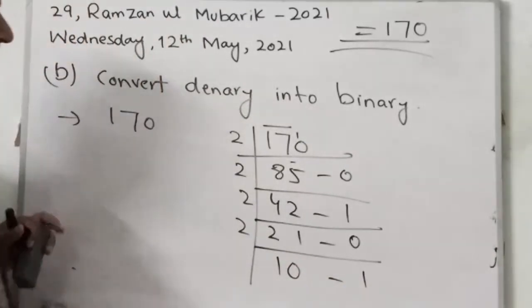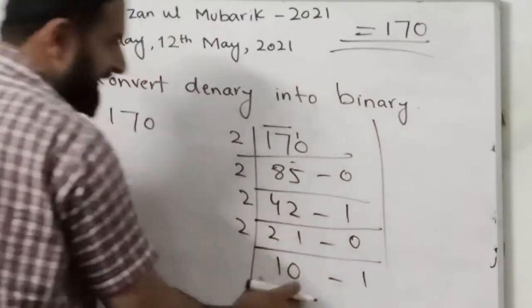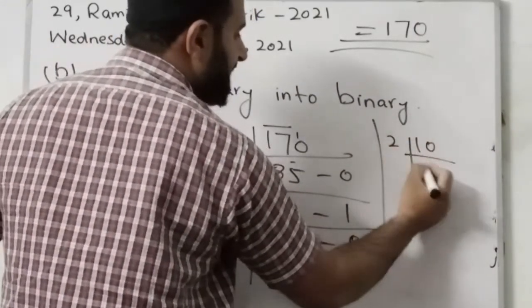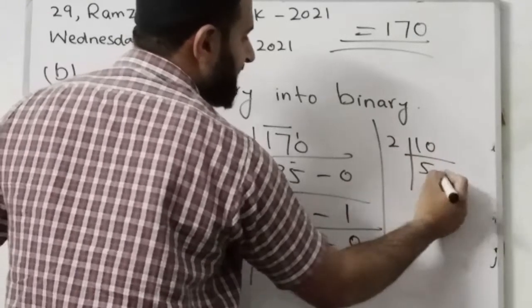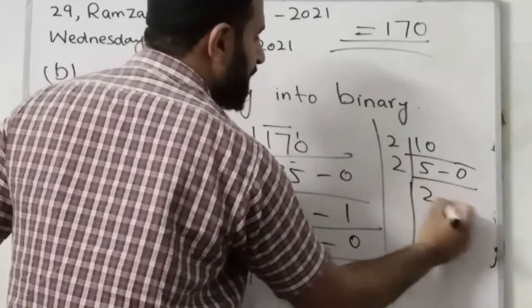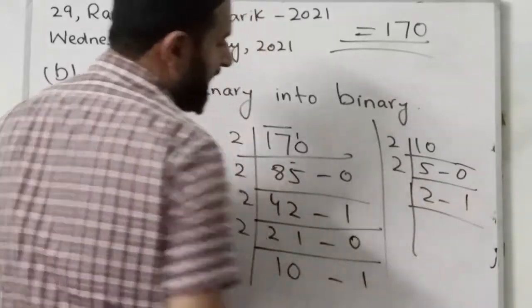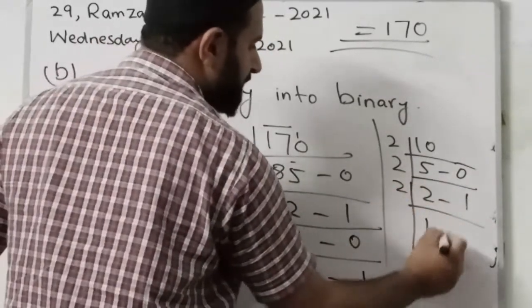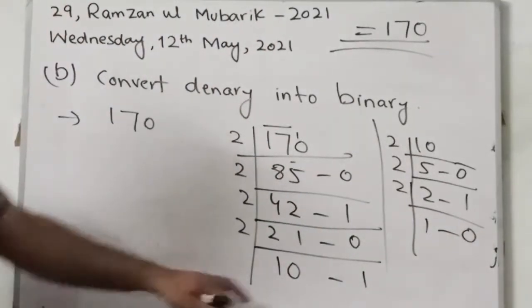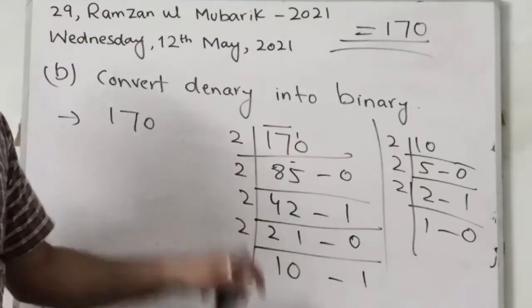Okay. Then next I'm writing this over here. So I will do like that. 2 5s are 10, 0 remainder. Then 2 2s are 4, 1 remainder. Okay. Then 2 1s are 2 and we will get 0 remainder. So here we have converted this decimal number into binary.